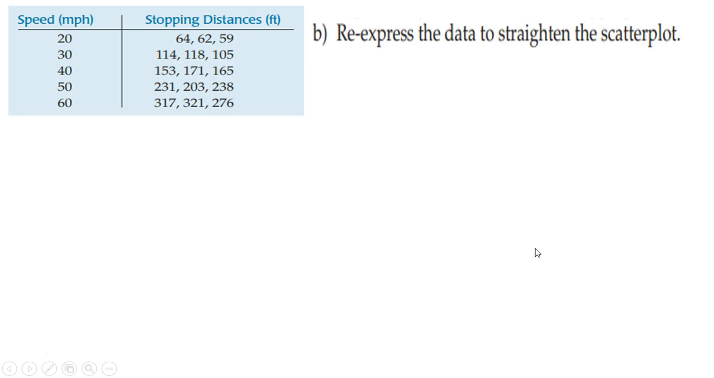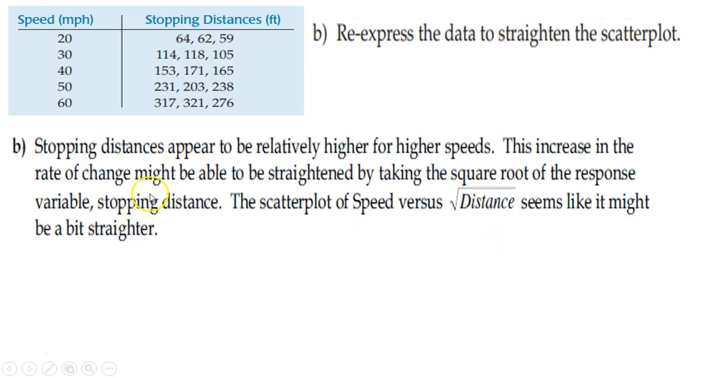So we re-express the data to straighten the scatter plot. Stopping distance appears to be relatively higher for higher speeds. Basically what they're saying is as the x goes up, so does the y. It seems that way. This increase in the rate of change might be able to be straightened by taking the square root of the responses.